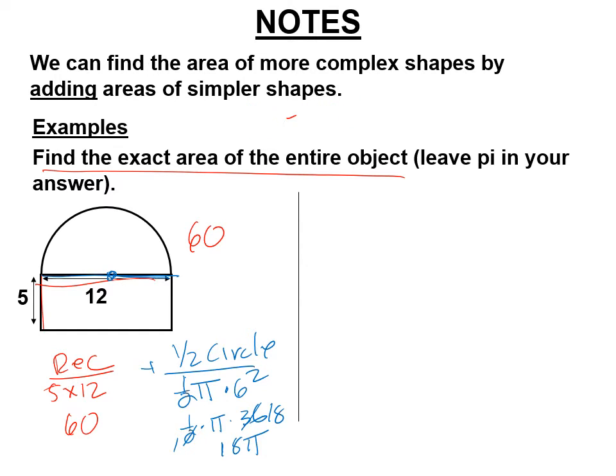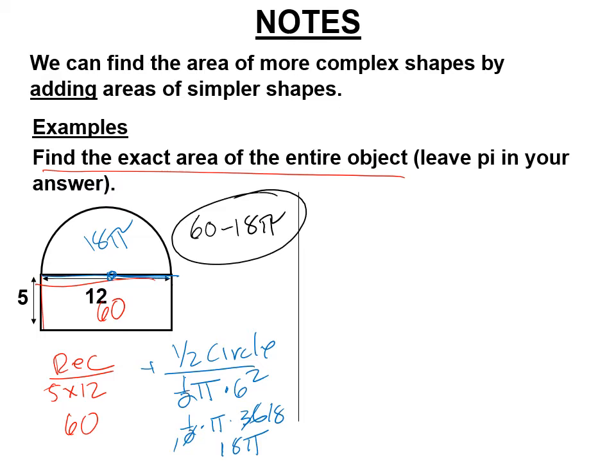Same thing. So with 60, let's go over this. The rectangle is 60 square units. The half a circle is 18 times pi, a little more than 18 times 3. And you write this as 60 minus 18 times pi. That is the answer. That's as simple as you can make that expression. That's the only way to write the exact answer here. If you want to multiply by 3.14, then you would have to approximate.